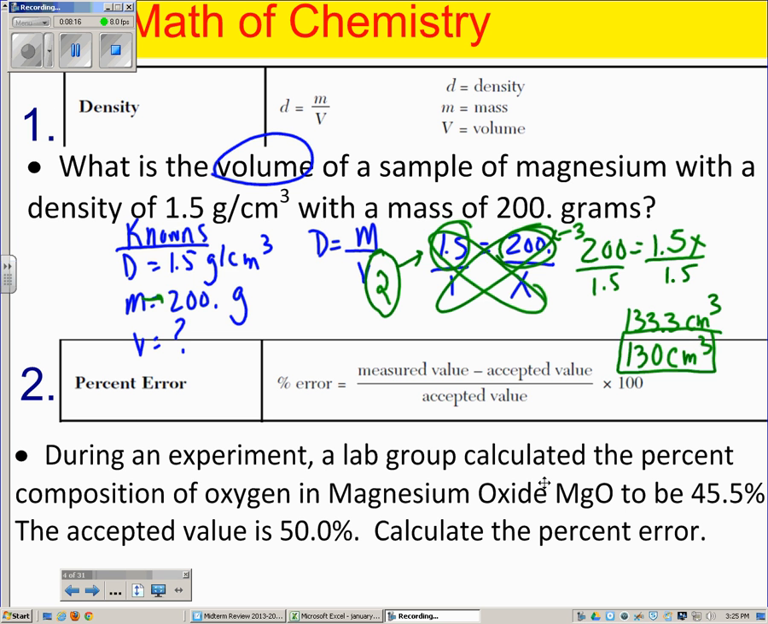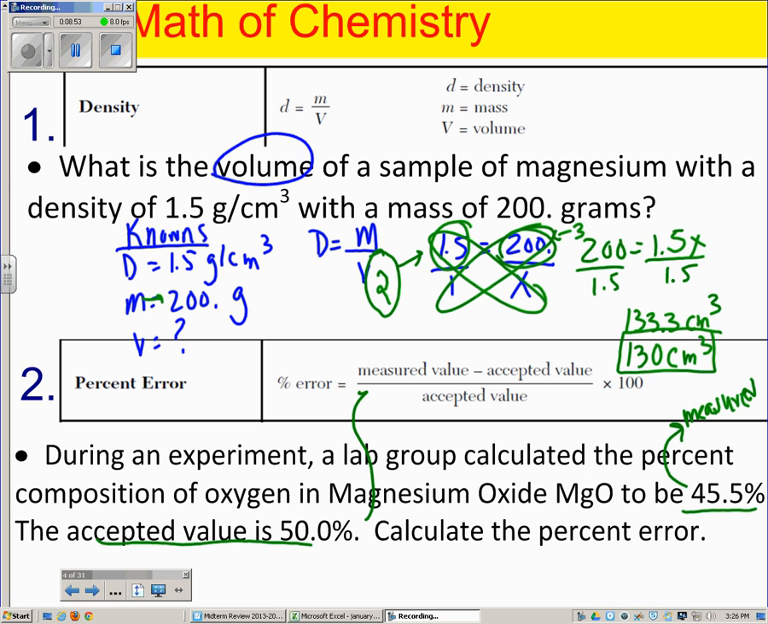During an experiment, a lab group calculated the percent composition of oxygen in magnesium oxide to be 45.5%. The accepted value is 50%. Calculate the percent error. Well, in this case, we're not looking for density anymore. Now, we're given a measured value. This is the measured value right here, this 45.5, and we're also given an accepted value.